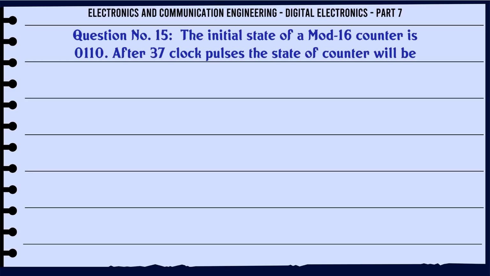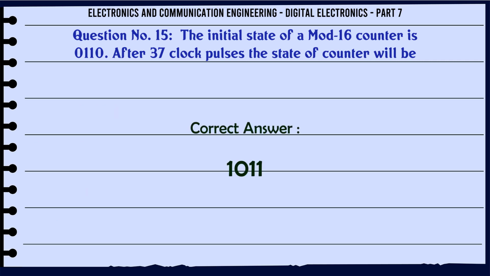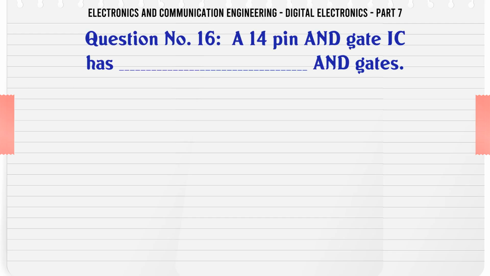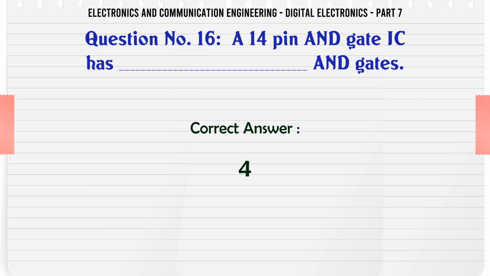The initial state of a mod 16 counter is 0110. After 37 clock pulses the state of the counter will be: A. 1011, B. 0110, C. 0101, D. 0001. The correct answer is 1011. A 14-pin IC has AND gates: A. 8, B. 6, C. 4, D. 2. The correct answer is 4.